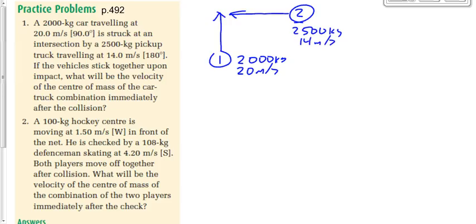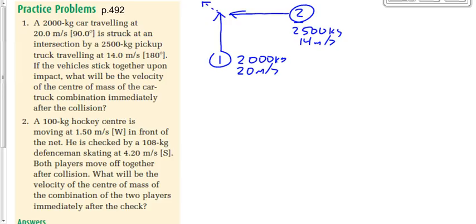They stick together upon impact, and we want to find the velocity of the center of mass of the car-truck combination immediately after the collision. Where do you think it's going to go? I'm not asking you to predict an angle right now, but a general vicinity. Is it going to go down and to the left? Up and to the right? Up and to the left? Where's it going to go, Carrie? Yeah, we know it's going to go up and left up here somewhere, right?